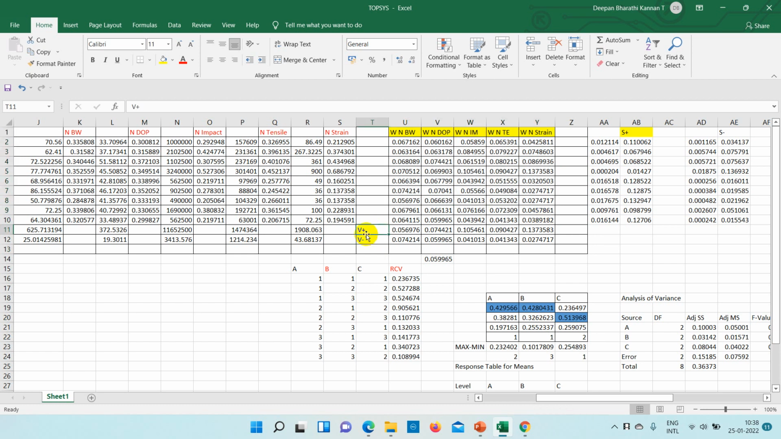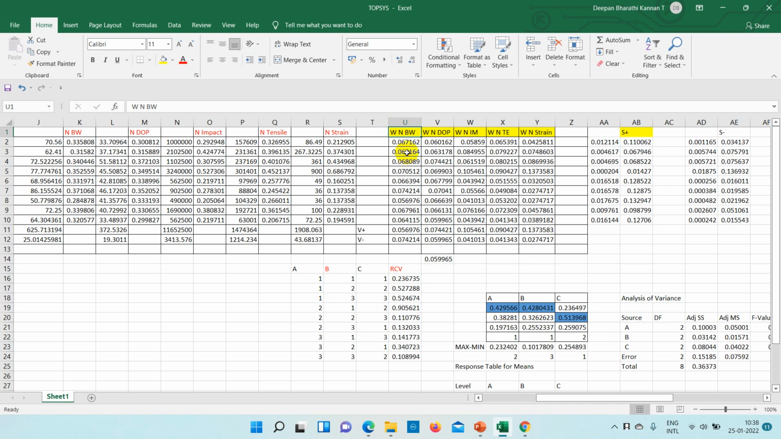So V plus is the positive ideal solution, V minus is the negative ideal solution. Basically, the positive ideal solution is the one which is advantageous for us. The negative ideal solution is the disadvantageous one. So in case of bead width, our intention is to minimize the bead width. The advantageous factor will be the one having the least bead width value.